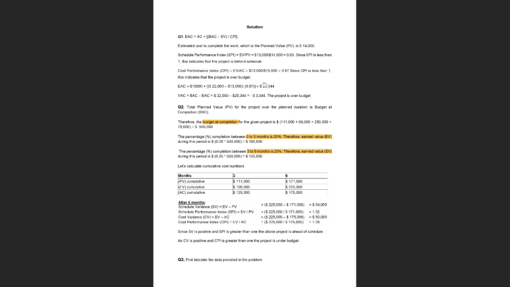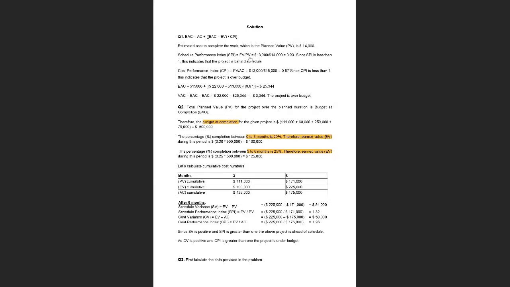So it's close enough. All right, so this is how you get your estimated cost at completion. Next you also have to find, let me have a look at the question, your schedule performance index, which is SPI. For SPI, you can directly divide your earned value by planned value.